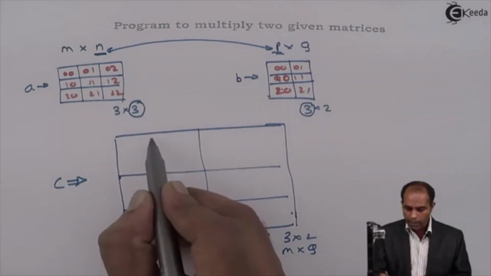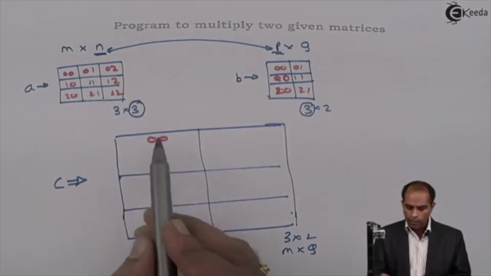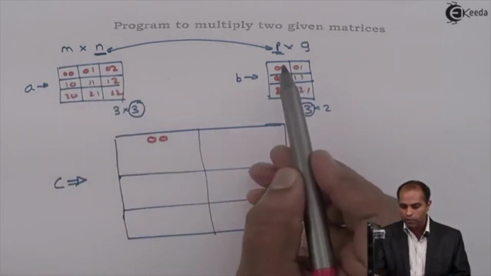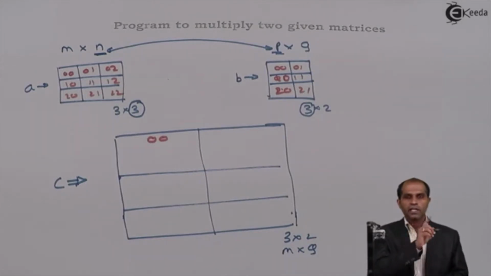Now let me get the matrix C element. How do I get a matrix C element? One element of matrix C is a set of elements of matrix A multiplied with a set of elements of matrix B. When we did addition, it was just corresponding elements: C of 0, 0 was A of 0, 0 plus B of 0, 0, and C of 0, 1 was A of 0, 1 plus B of 0, 1. Now, with multiplication, it is not just one element multiplication. It is a set of elements of A multiplied with a set of elements of B.